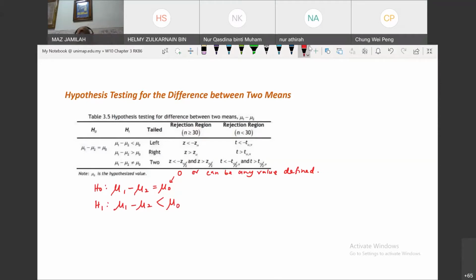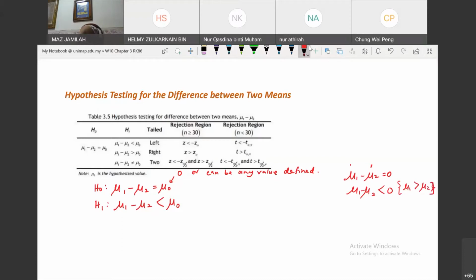Okay, what does this mean? If let's say mu1 minus mu2 is equal to 0, that means the value of mu1 is equal to mu2. If mu1 minus mu2 is less than 0, that means mu1 is larger than mu2.